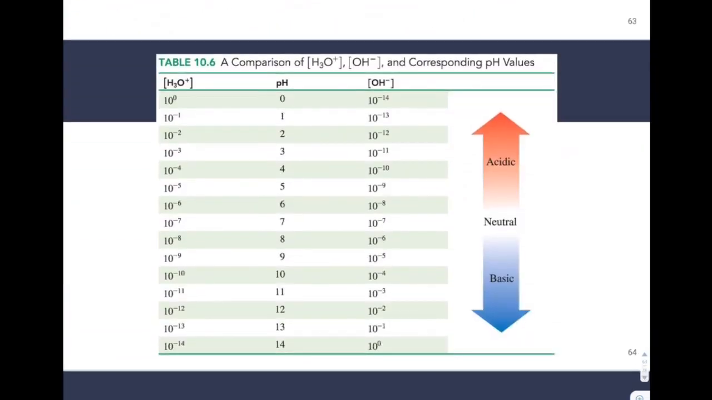And so here are just some pHs. You can see how the exponent correlates with the pH as long as there's nothing in front of the times 10. And you can also see how your hydroxide and your hydronium add up to negative 14 if there's nothing in front of the times 10.